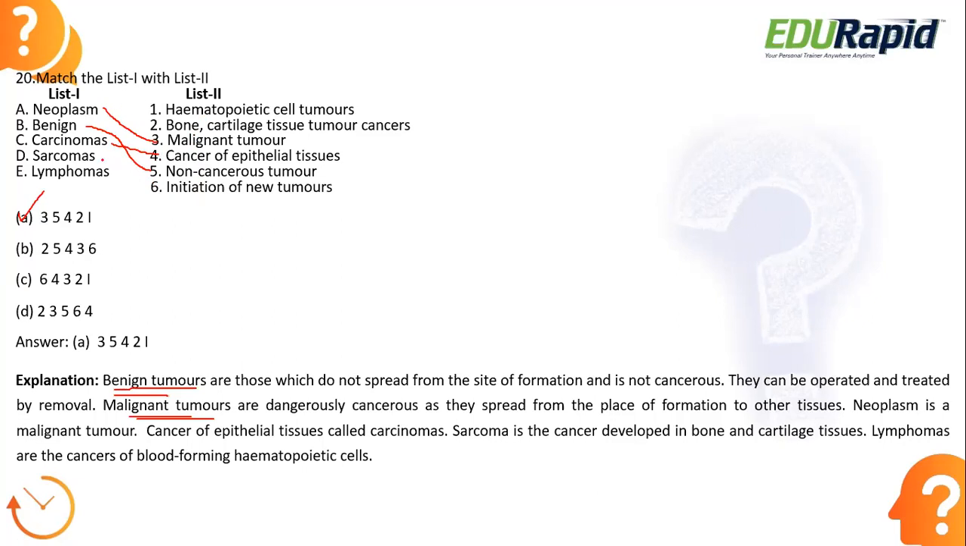Sarcomas are the ones where there will be bone and cartilage tissues. The cartilage tissue or the bone cells that we have in our body, if they are affected, that can be called sarcomas. All these are different types of cancer that we have. Lymphomas usually affect hematopoietic cell tumors. Hematopoietic cells, that is the blood forming cells, are affected. So the blood cancer, that can be called this. Leukemia, lymphomas. Clear? Move to the next question now.